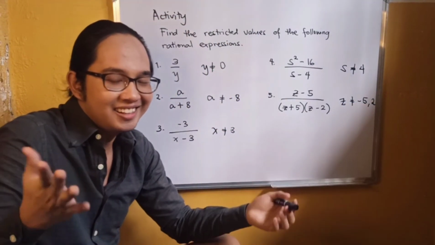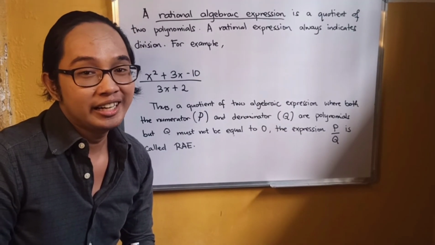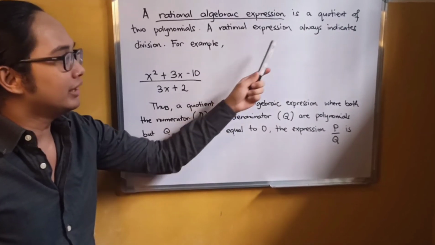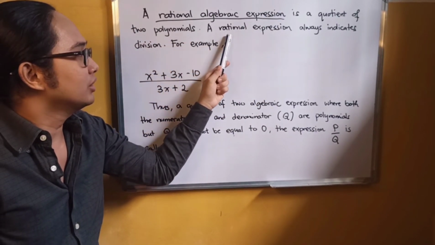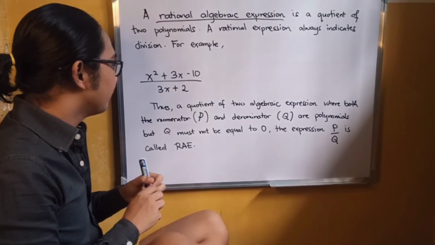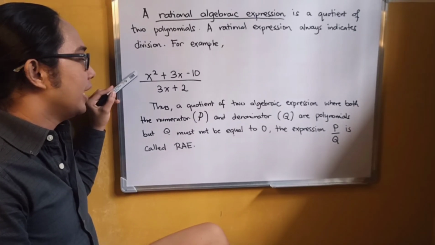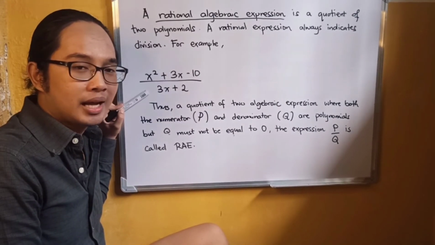O, di ba? Madali lang. So, tungo tayo dito sa ating rational algebraic expression. Sinasabi dito, it is a quotient of two polynomials. A rational expression always indicates division. So, for example, x squared plus 3x minus 10 over 3x plus 2.